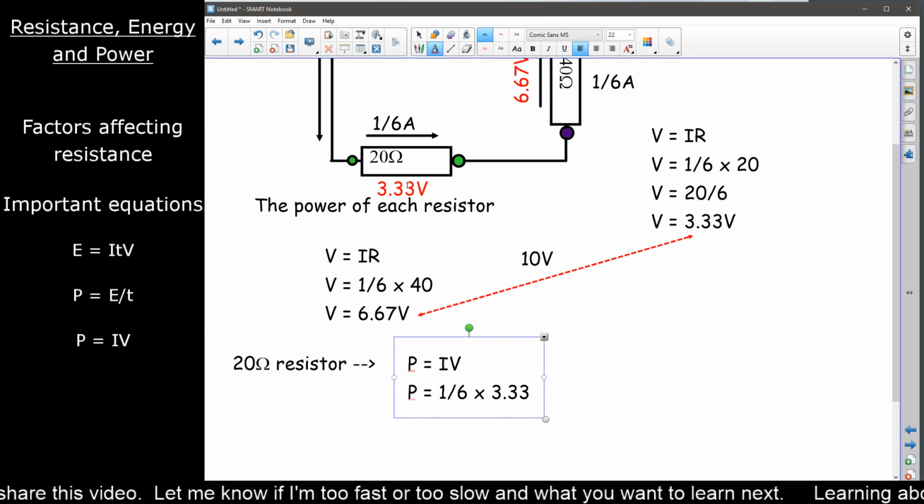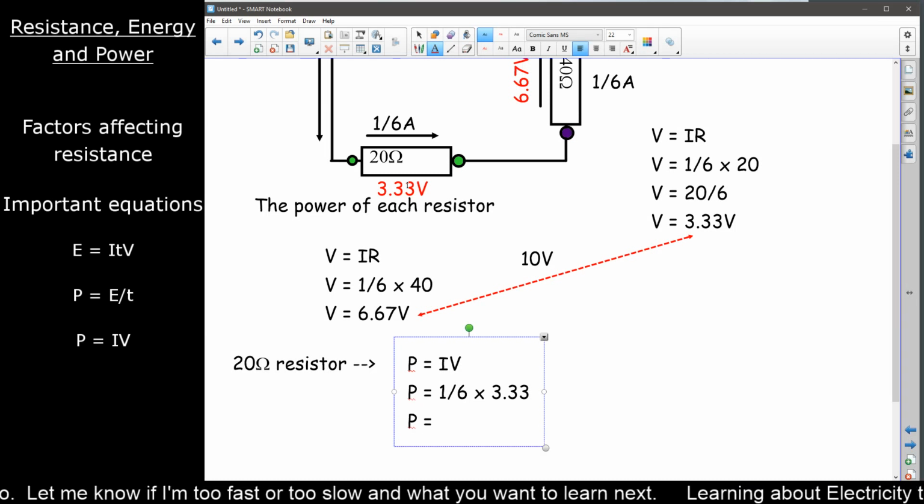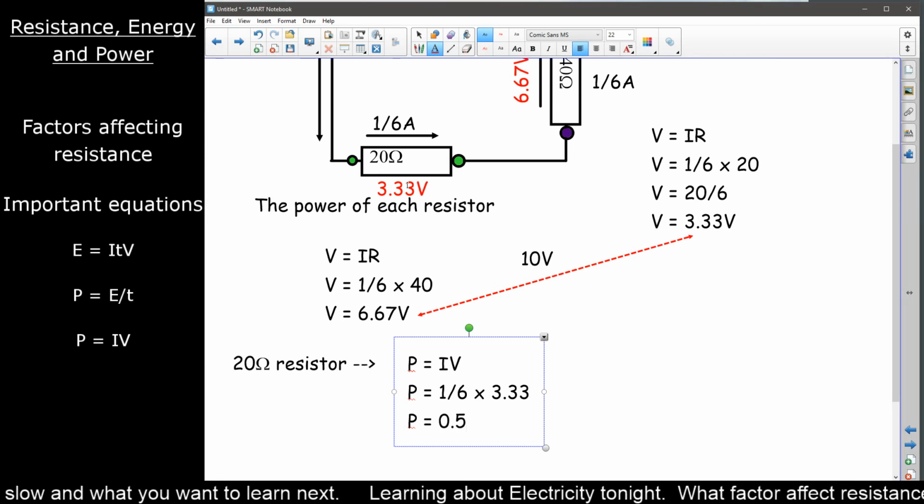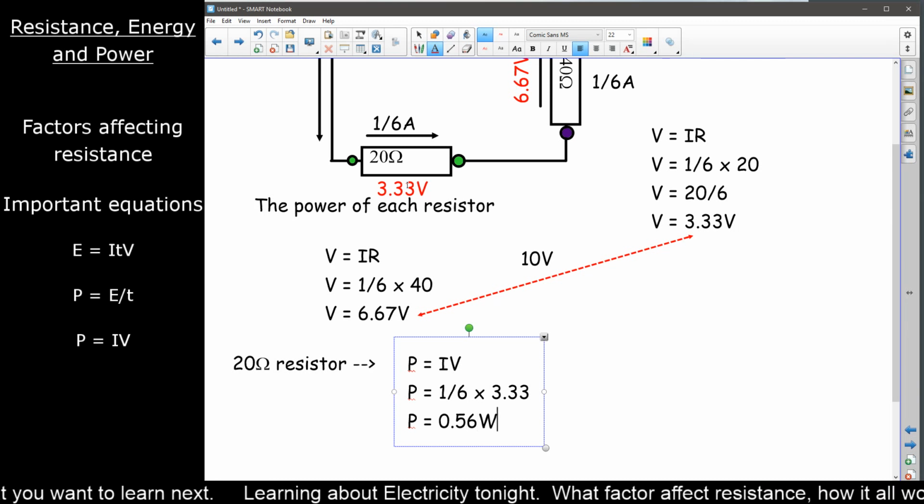So grabbing the calculator from the drawer, we get P equals, 1 over 6, so grab your calculators everybody, multiply that by 3.33, and that gives me a power of 0.555, all recurring, so we'll call that 0.56 watts.